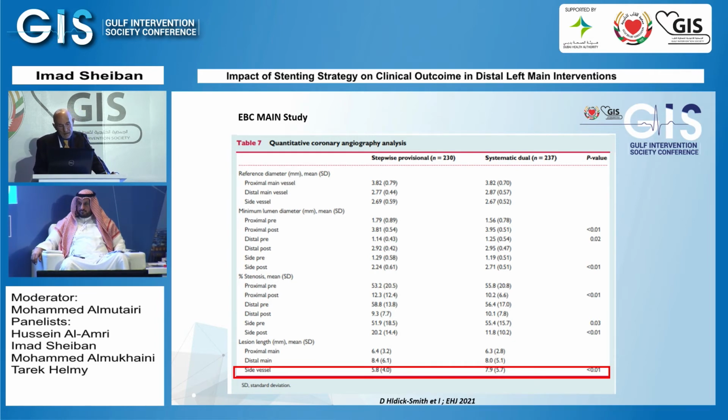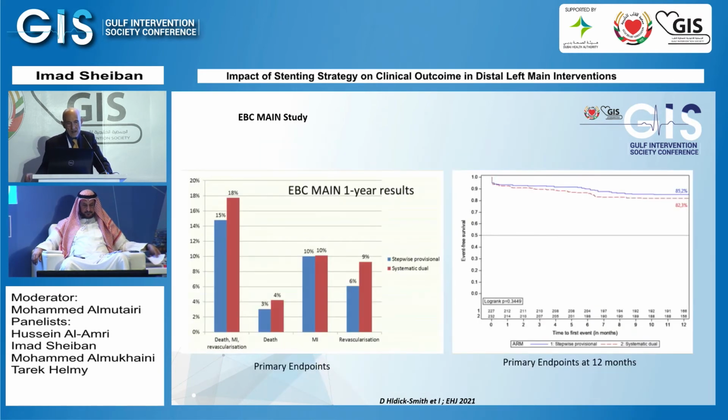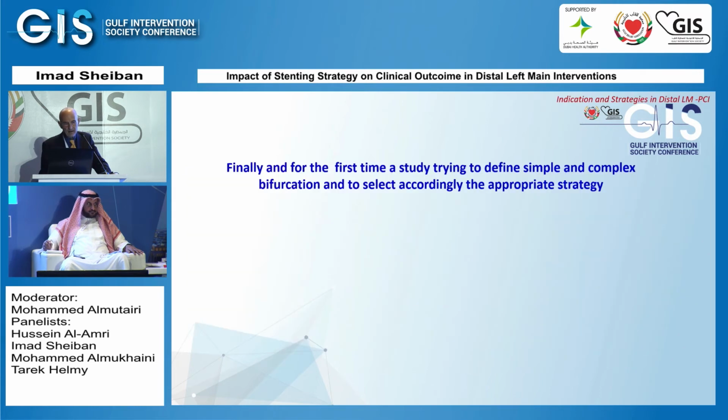And finally, the EBC MAIN study, published early this year, showing that side branch lesion length was short: in provisional stenting it was 5.8 millimeters, in systematic dual stenting it was quite 8 millimeters. And look at this data: 22% of cases shifted from provisional stenting to the two-stent technique. I don't know whether we have to consider this a complication of provisional stenting or not. Then the study did not show any difference between provisional stenting and the two-stent technique.